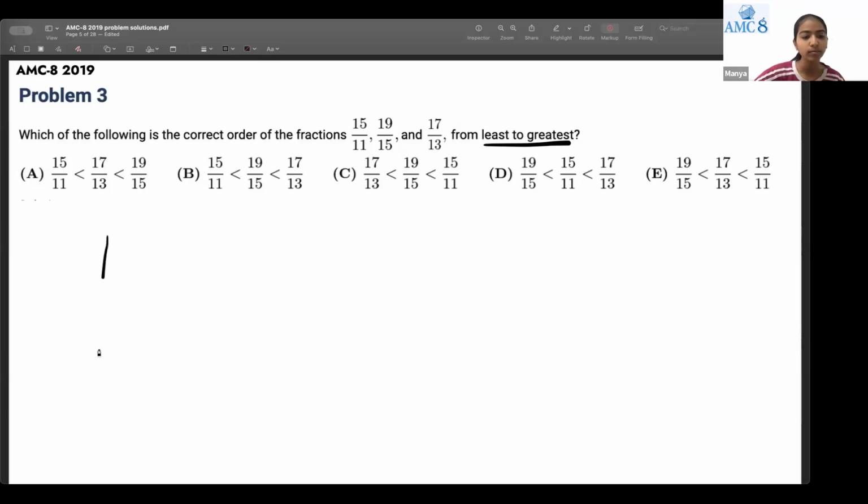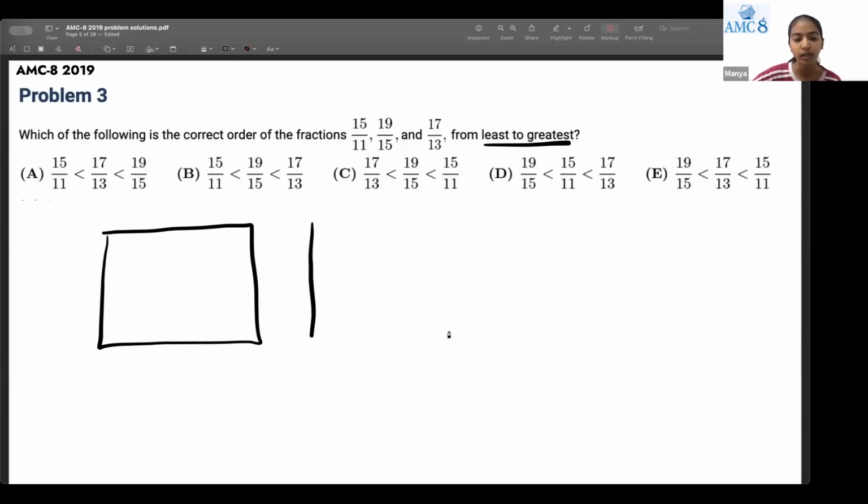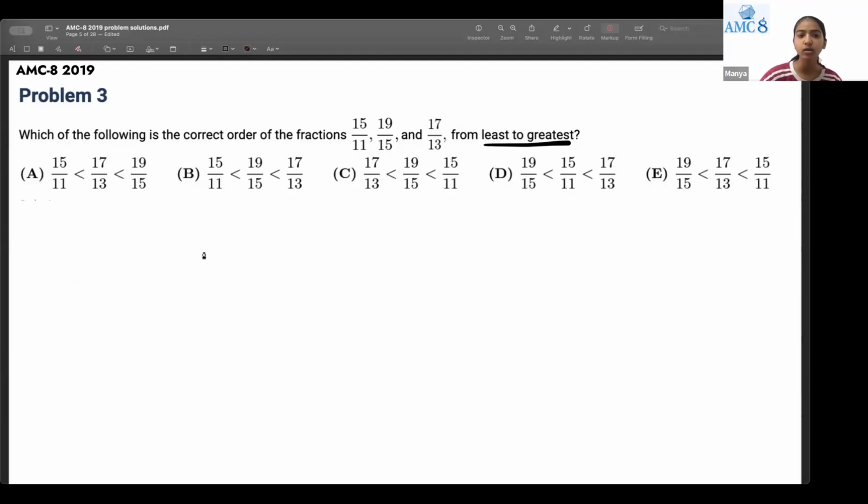So some people would like to draw a rectangle and then split it. A rectangle is more efficient than a circle. So we can draw two rectangles and then shade 11. So shade a whole rectangle and then shade four parts of this. But that is also not very efficient because it'll be very time consuming and you will not have that much time to do this.